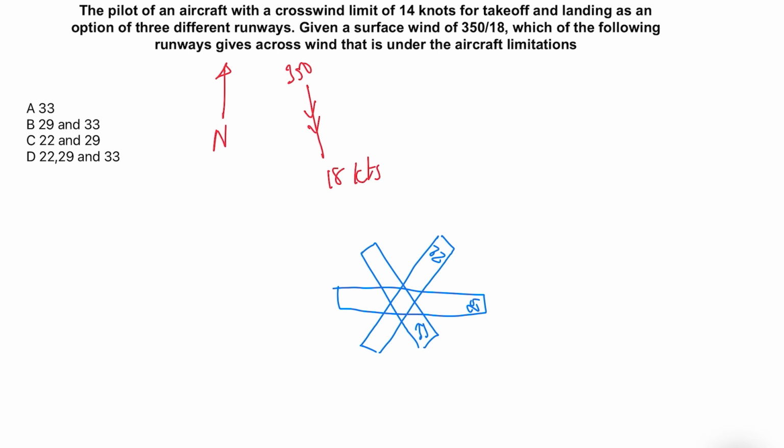If we eyeball that straight away, we can see that the wind is fairly close to runway 33. It's quite cross on runway 29, and on 22 that's going to give us a tailwind. So straight away, with some lateral thinking, runway 22 is not going to be an option. Anything that's got 22 in it, we can get rid of. So we get rid of that answer there, and that answer there. That leaves us with runway 33 or runway 29.